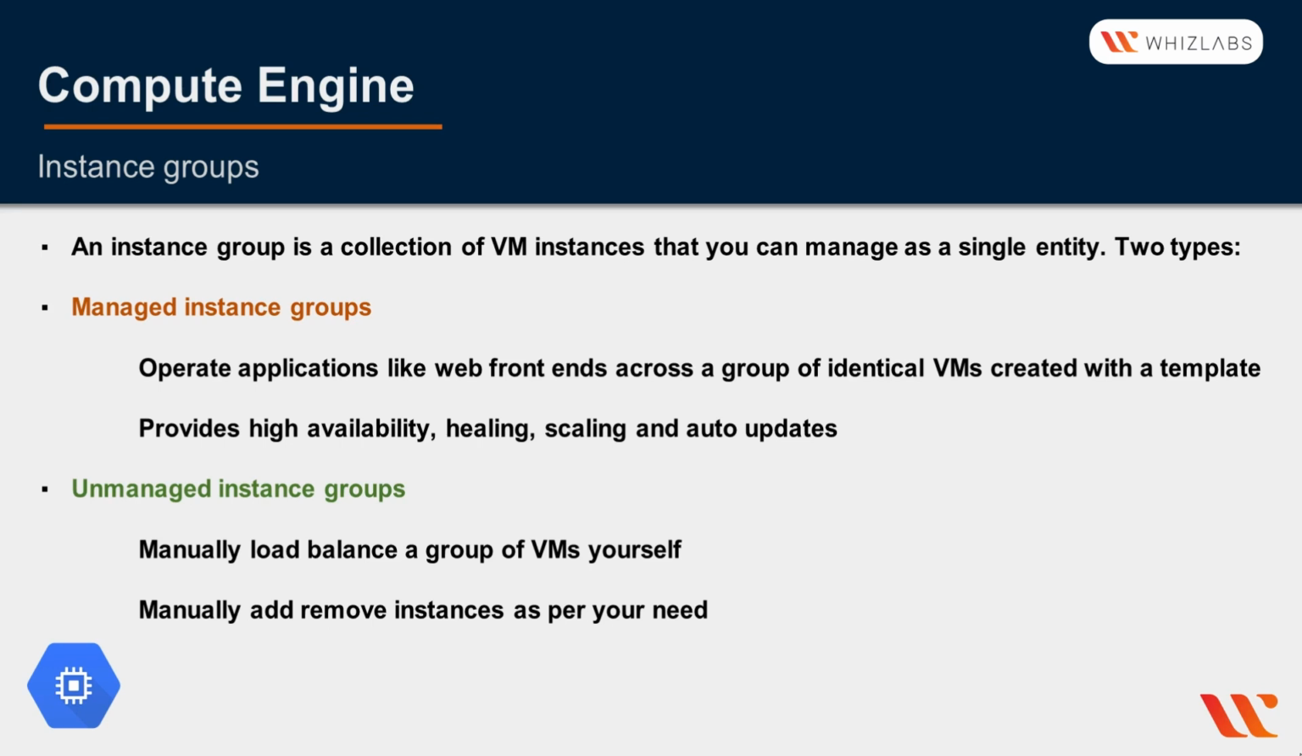An instance group is a collection of VM instances that you can manage as a single entity. There are two types, managed and unmanaged. Managed groups have a lot of features like high availability, healing, scaling, and auto updates. Unmanaged groups need to be manually managed by the user. You will have to manually add and remove instances and do the load balancing yourself.